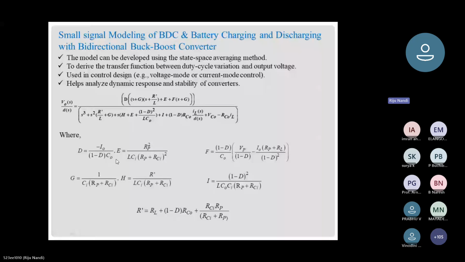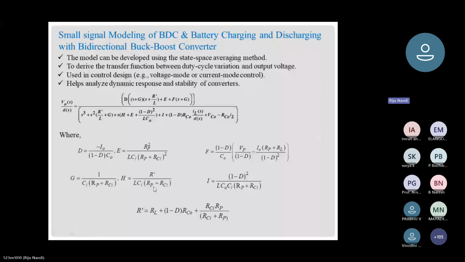What is the E value? E is Rp square by L Ci, Rp plus Rci square. What is the F? F is 1 minus D, the duty ratio, minus C, the output capacitance, and Vp means input voltage: 1 minus D, minus I0, Rp plus RL, 1 minus D square. And what is G? G means 1 by Ci, Rp plus Rci. And what is H? H is R dash by L Ci, Rp plus Rci.